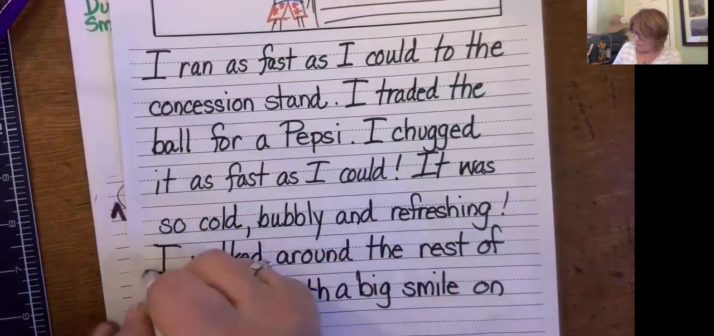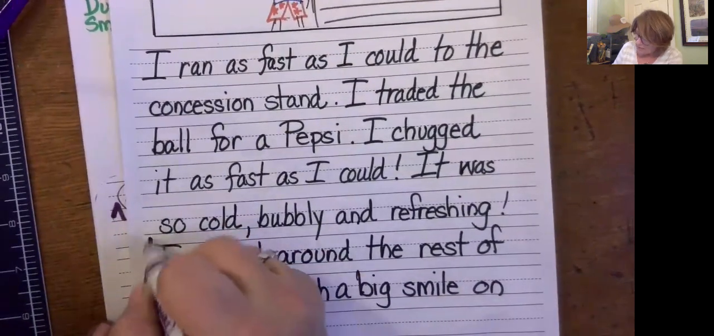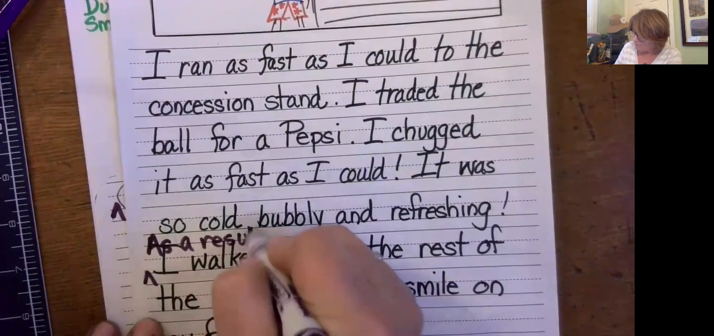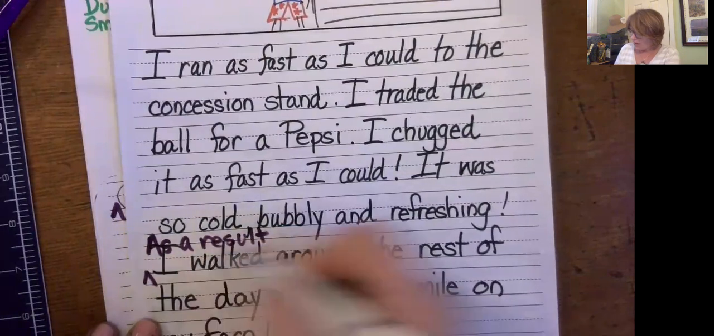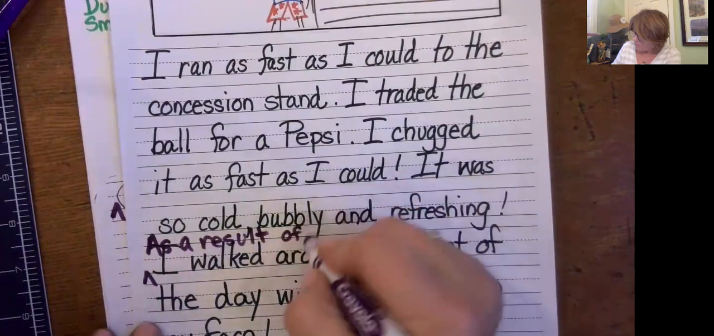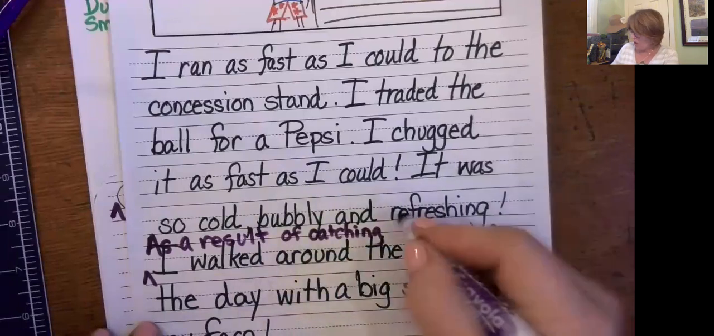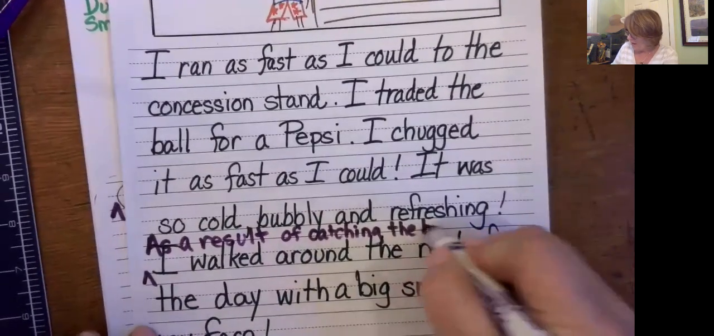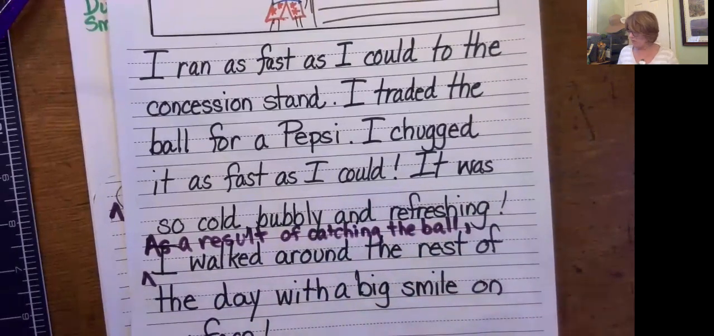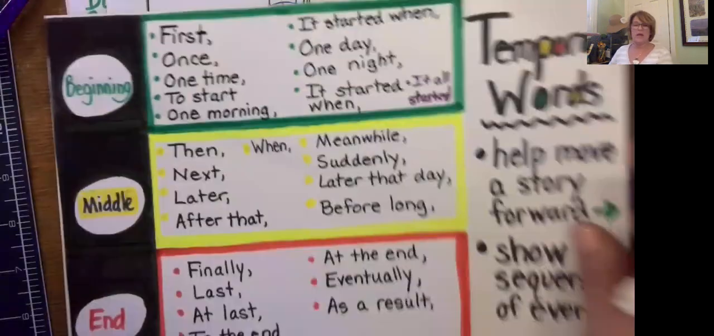This is where I want to add that temporal word or phrase, as a result. As a result, and I want to add a little more, as a result of catching the ball, because I got the pop because of catching the ball. As a result of catching the ball, comma, I walked around the rest of the day with a big smile on my face. Okay, we're going to do the same thing again.